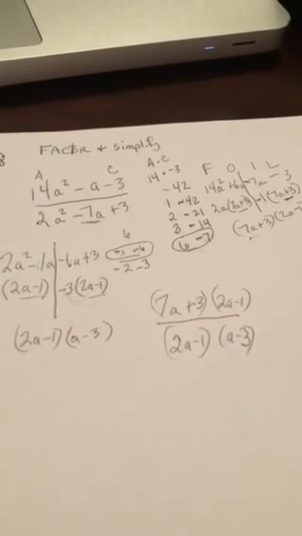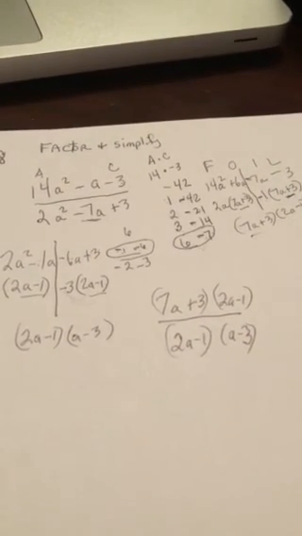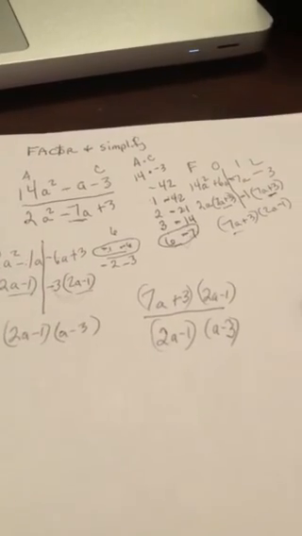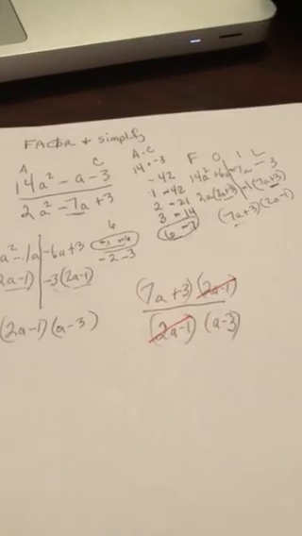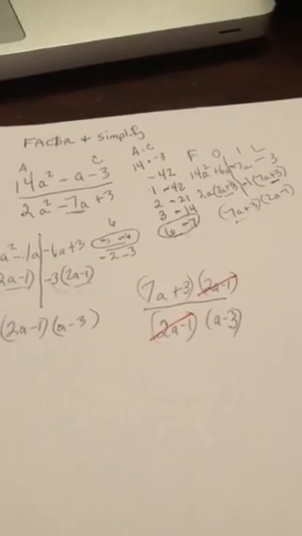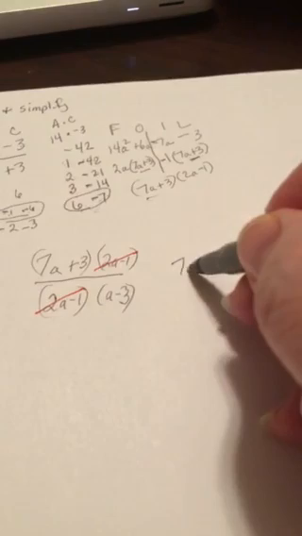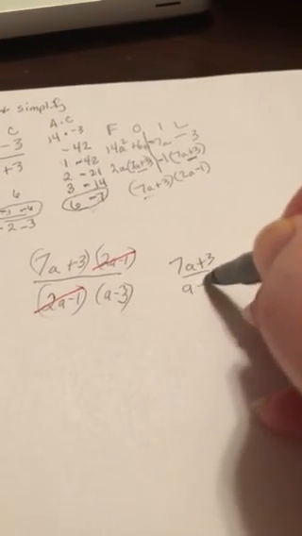And so now we're looking for anything that we can reduce by, eliminate the same thing. And right here we have a 2a minus 1. So now what we have left for our answer is 7a plus 3 over a minus 3.